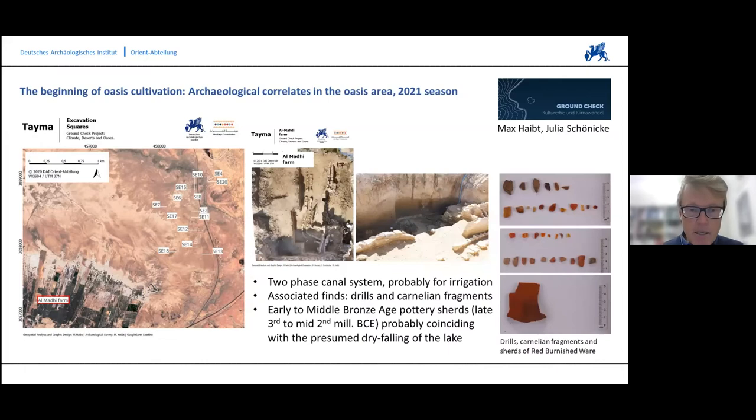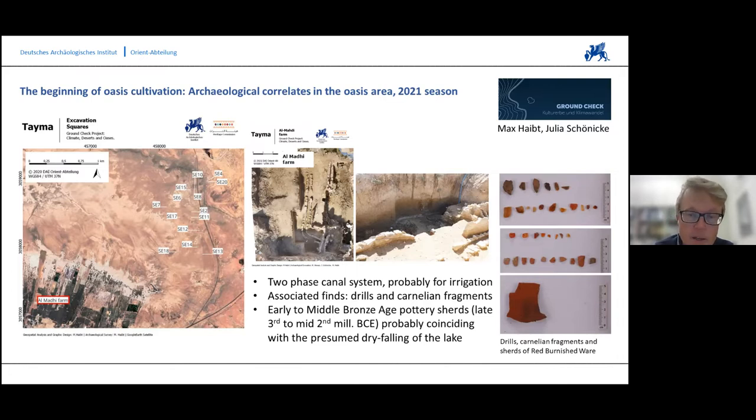Another site which was discovered by coincidence is in this area where you can see Almaty Farm, where by coincidence, by bulldozing activities down to 3 meters, 4 meters below surface, a complex canal system was discovered, at least two phases, beneath these terraced accumulations of artificial soil for present-day agriculture.